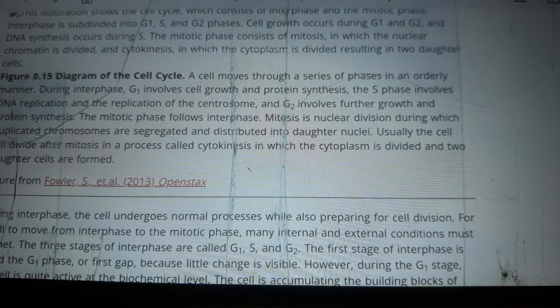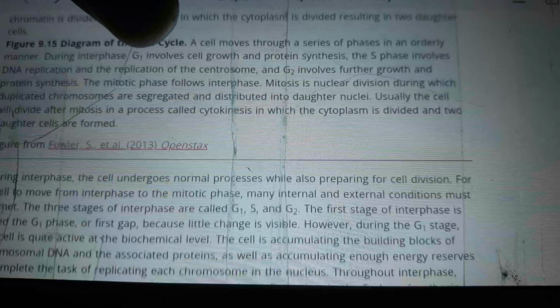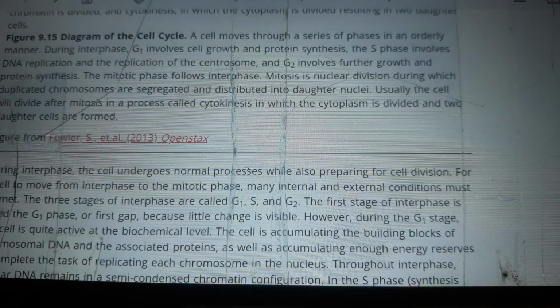In the diagram of the cell cycle, a cell moves through a series of phases in an orderly manner. During interphase, G1 involves cell growth and protein synthesis. The S phase involves DNA replication and the replication of the centrosome. And G2 involves further growth and protein synthesis. The mitotic phase follows interphase. Mitosis is nuclear division, during which duplicated chromosomes are segregated and distributed into daughter nuclei.